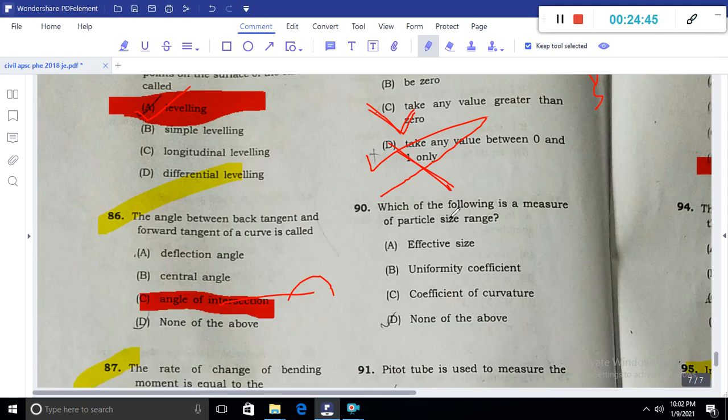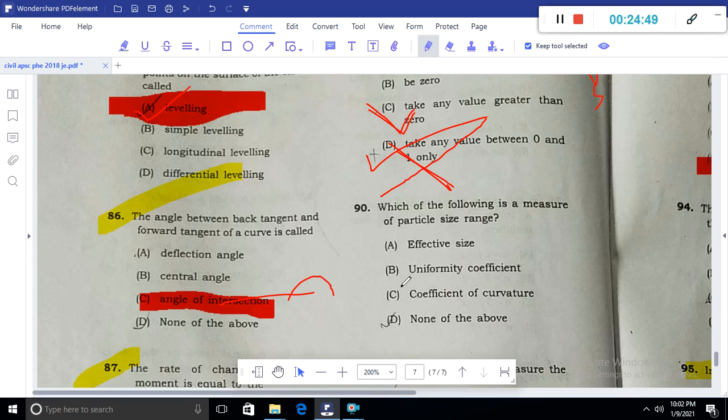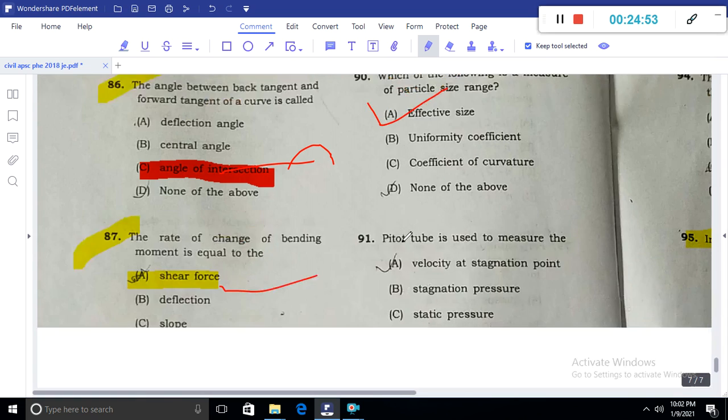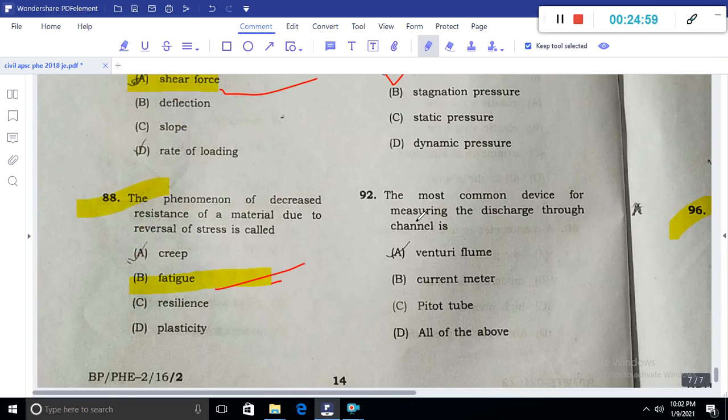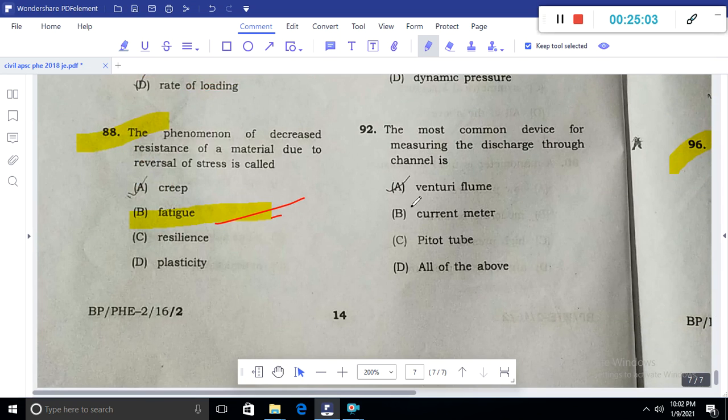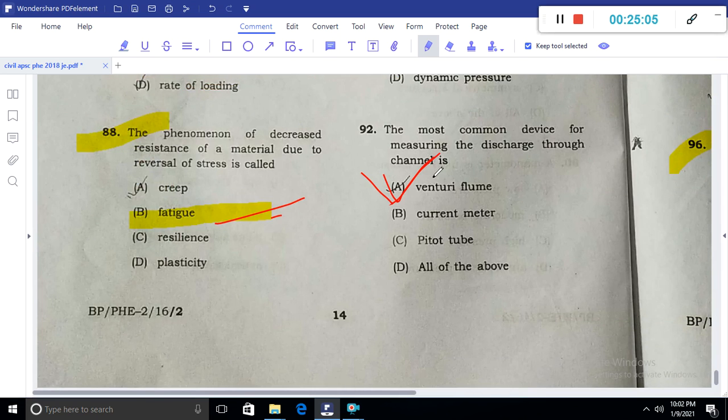Okay, which of the following is a measure of particle size? The measure of particle size is effective size. Okay, pitot tube is used to measure velocity at stagnation point. Okay, which is the most common device for measuring discharge in a channel? Generally, we use venturi flume.